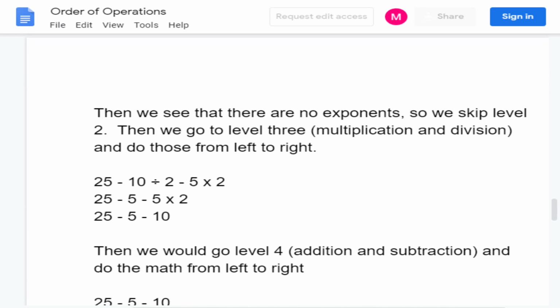Then we will see that there are no exponents, so we skip level 2. We don't have to do any exponents because there are none. Then we go to level 3, which is multiplication and division, and we do those from left to right.